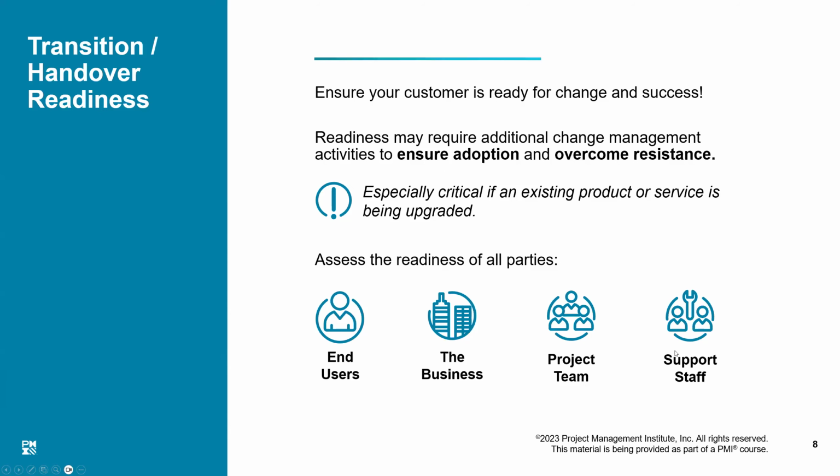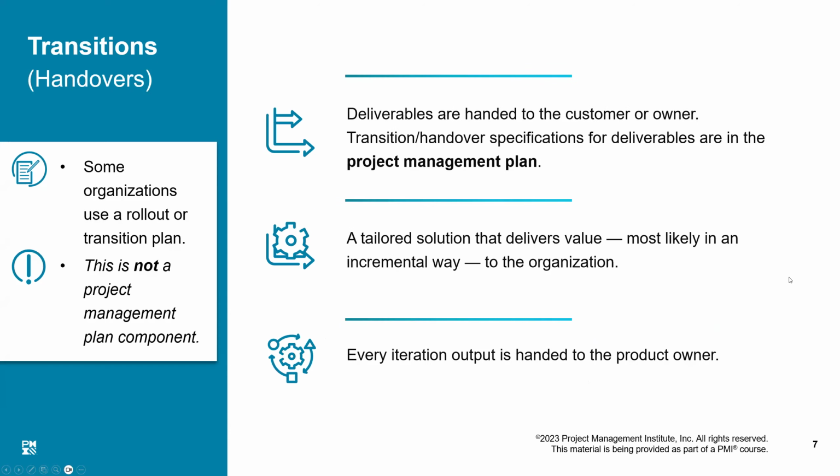Transition and handover ensure your customer is ready for change and success. Just a question for the previous slide. For the end one, it says that every iteration output is handed to the product owner. So wouldn't it also be the customer directly, right? Yeah, actually, our relation with the customer is through the product owner.